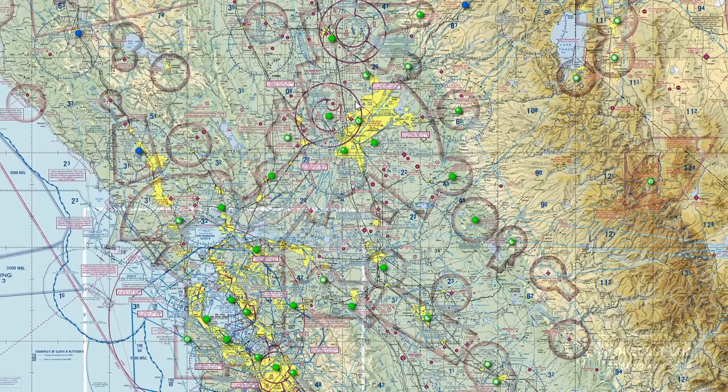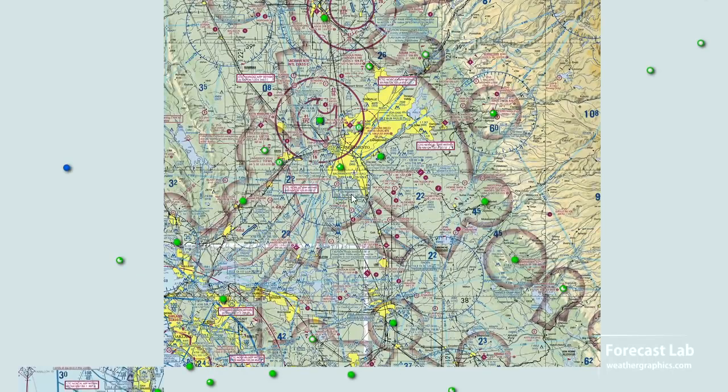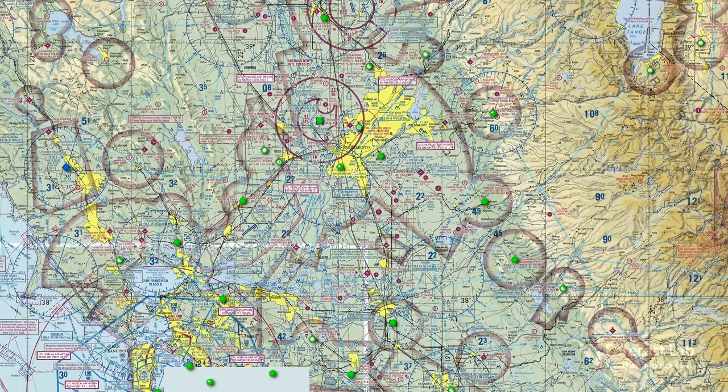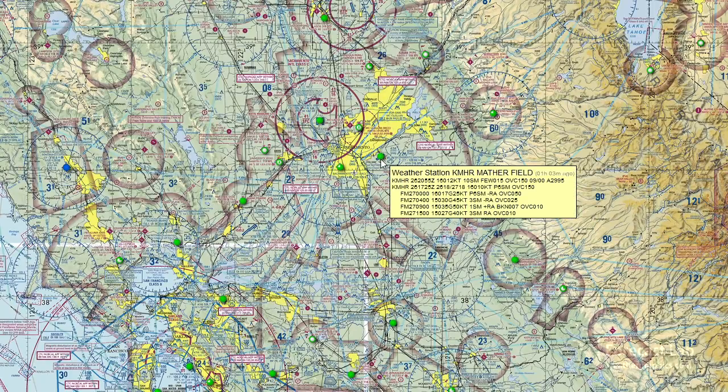So what are the exact impacts? Let's take a look. This is Northern California. There's Sacramento. And this is skyvector.com, by the way. It's one good way to see the METARs and TAFs along with the terrain. So look at that, Mather Field. I don't know if you can see that TAF there.